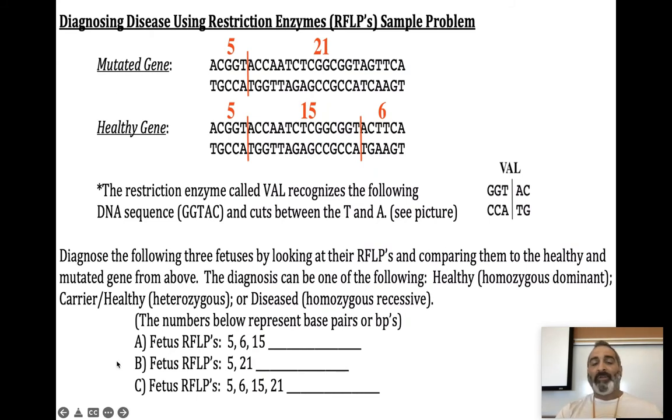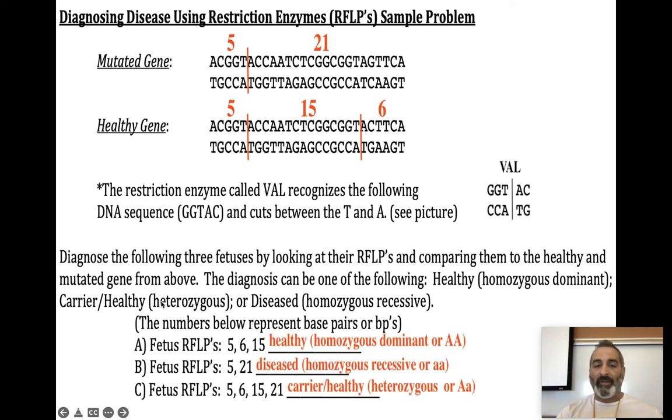mutated. If you notice, fetus C has pieces of all kinds. It has a 5, it has a 6, it has a 15, it has all the pieces of DNA, which means fetus C has a healthy gene and an unhealthy gene. So fetus C would be what we would call our carrier. And here are the answers for you there. Okay, so healthy, because 5, 6, and 15 match healthy. 5 and 21 diseased, and 5, 6, 15, and 21, all the numbers, means you have a diseased and a healthy gene. So this would be our carrier down here.